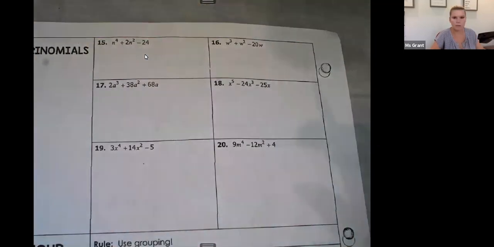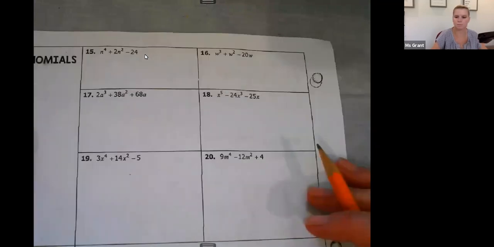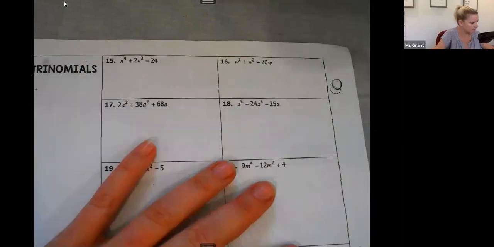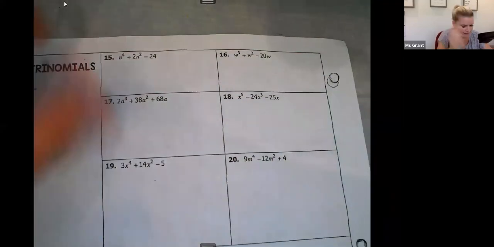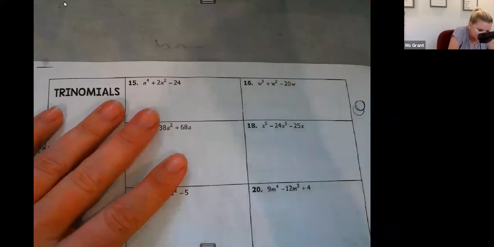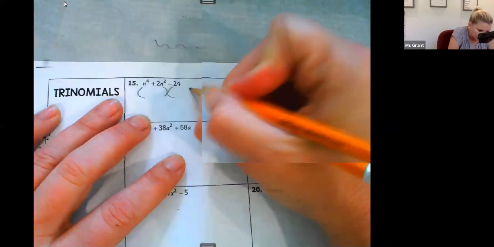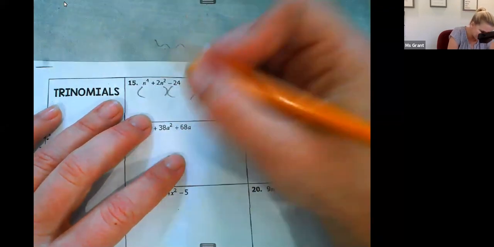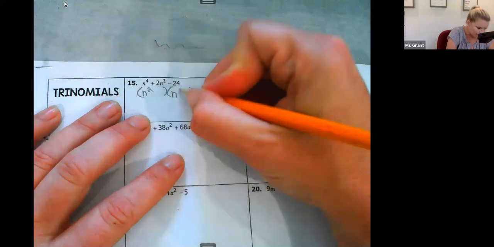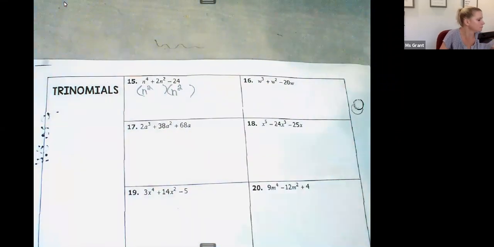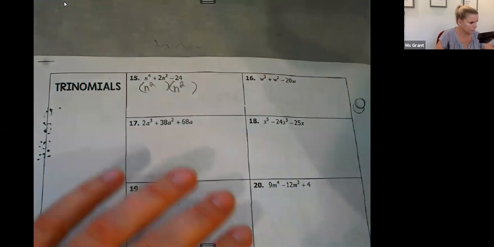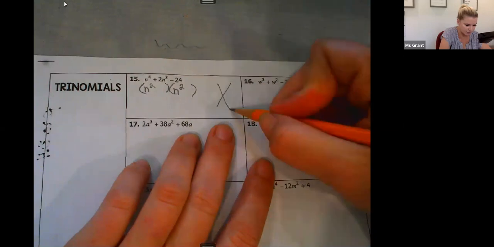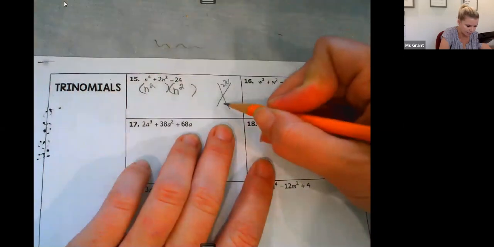Okay, I'm going to the back side. This is just factoring normal, except I'm giving you an n to the fourth, which means I'm going to put n squareds there. And then it's what two numbers multiply to make negative 24, but add up to positive 2.